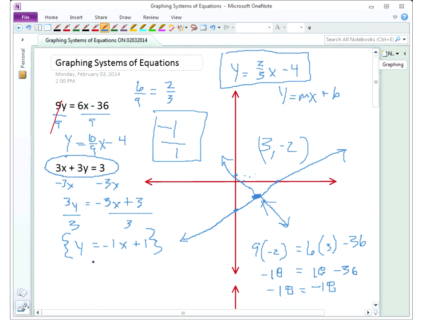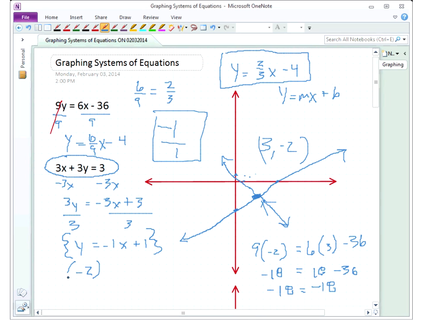But it looks like the other one, remember these are all equivalent forms, so although I'm writing them a different way, they're still 100% equivalent. They're the same thing, I'm just representing them in different ways. So I can take this y equals -1x plus 1. I could plug my solution set in there.